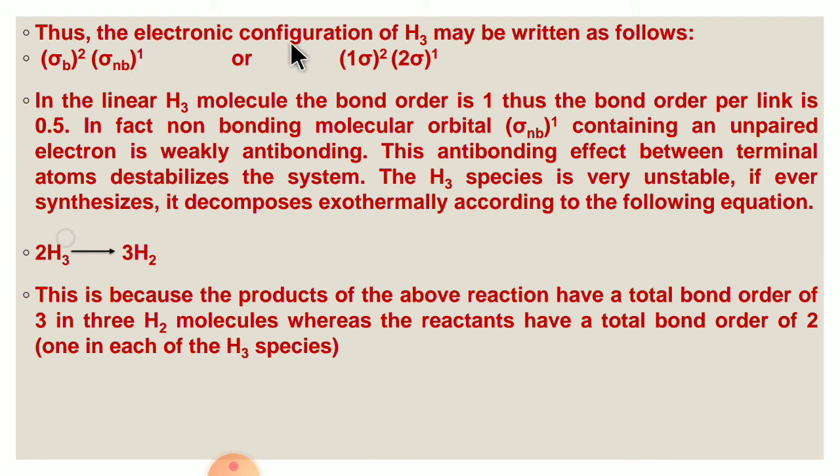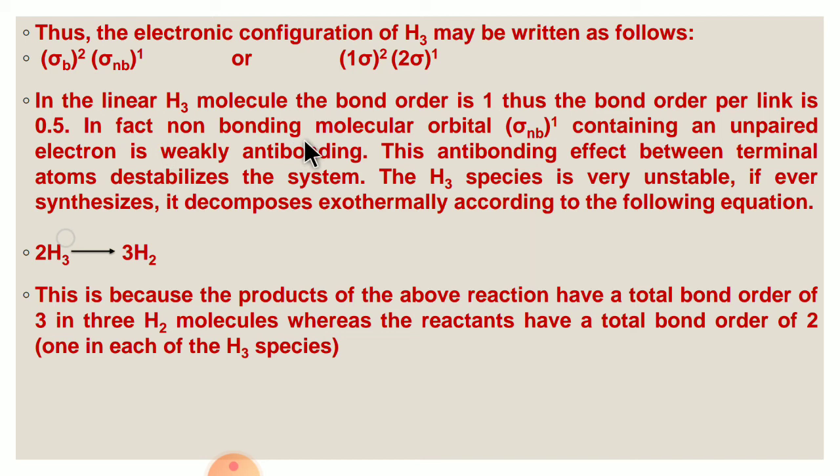Thus, the electronic configuration of H3 may be written as follows: sigma bonding molecular orbital, represented by b, sigma b squared, that is the bonding molecular orbital has 2 electrons. Next, sigma non-bonding molecular orbital, which possesses 1 electron. This electronic configuration can be rewritten in another way, like 1 sigma squared, 2 sigma 1. In the linear H3 molecule, the bond order is 1. Thus, the bond order per link is 0.5.